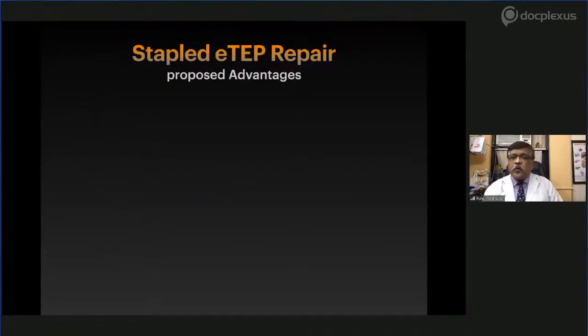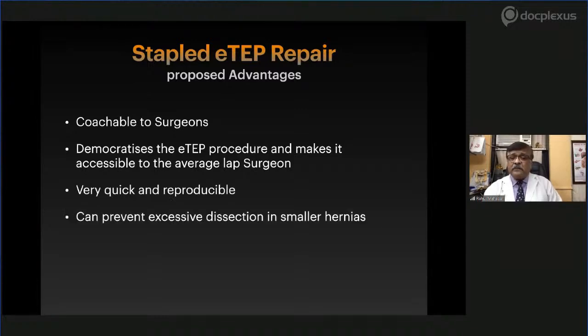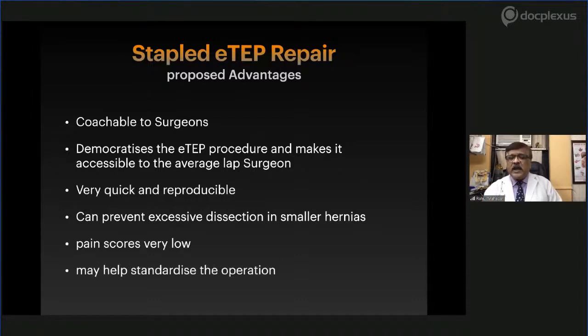The proposed advantages of the stapled E-TEP repair are that it is approachable to surgeons. It democratizes the E-TEP procedure and makes it accessible to the average lap surgeon. It is very quick and reproducible, and it can prevent excessive dissection in smaller hernias. Pain scores are very low, and it may help to standardize this operation.